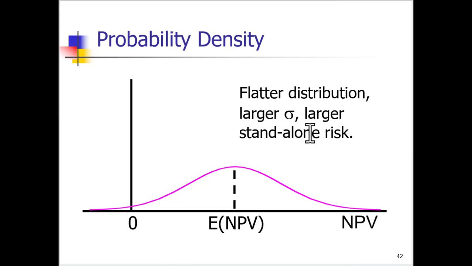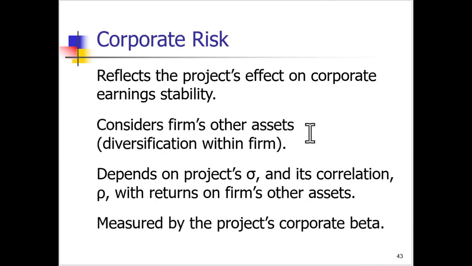So this is how we might measure this standalone risk. And just like any risk analysis, the flatter the distribution, the larger the standard deviation, the greater the amount of standalone risk there is. Now, since this ignores diversification, it might not be the best measure of risk of a project. So what other kinds of risk do we have? The next risk is called corporate risk. This looks at the project's effect on the company's earnings stability.